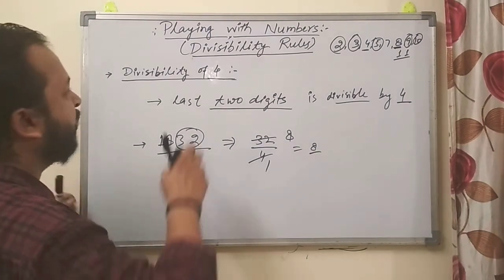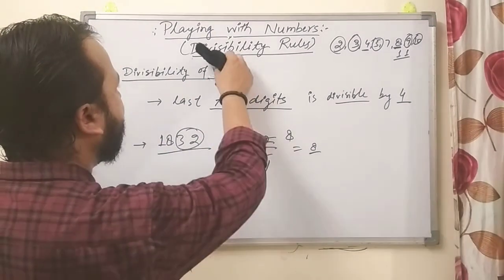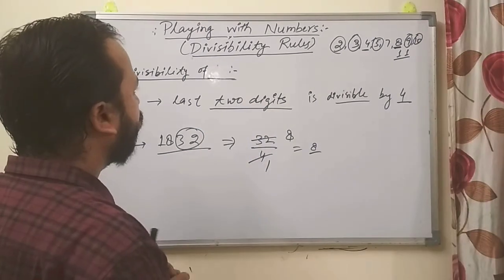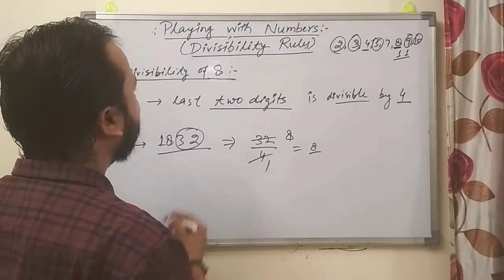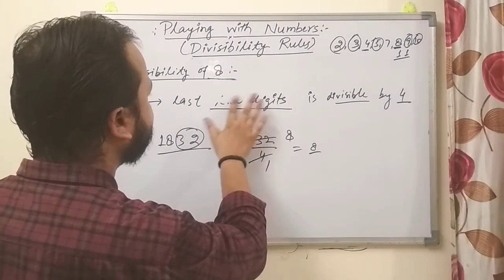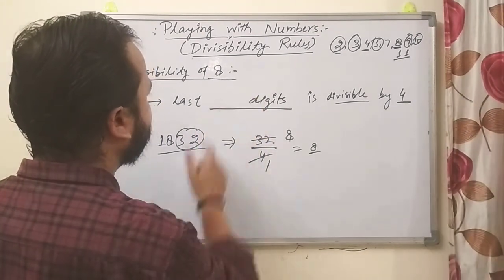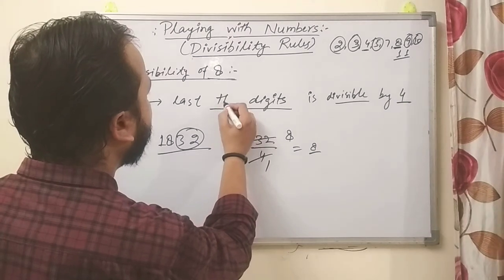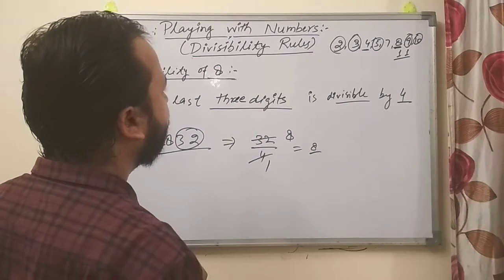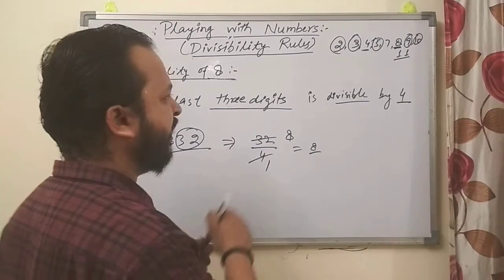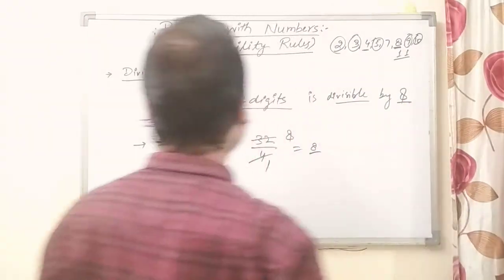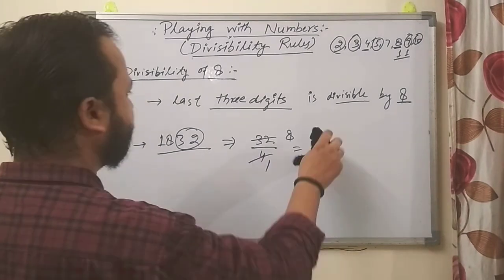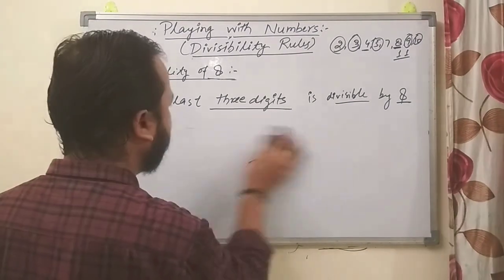And in the divisibility of 8, we are going one more step ahead. If the last three digits are divisible by 8, then that number is divisible by 8.